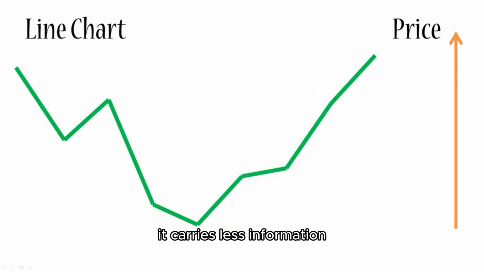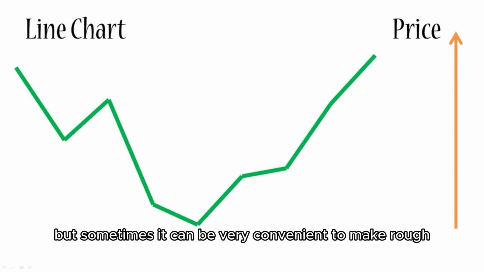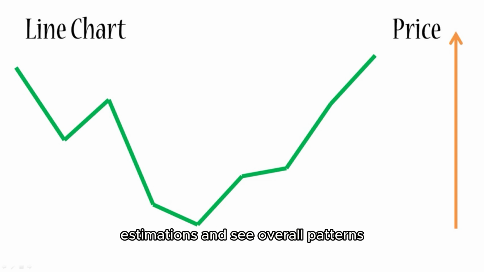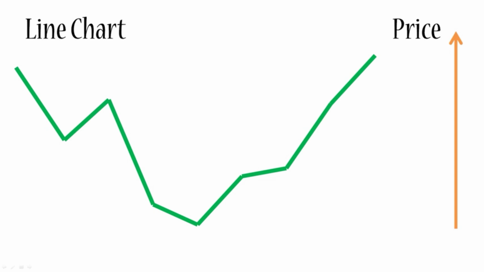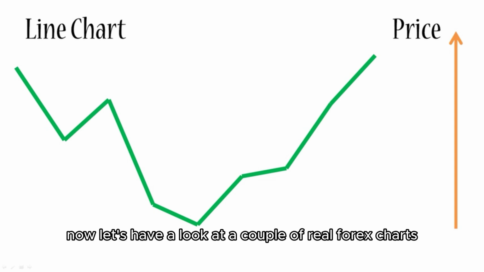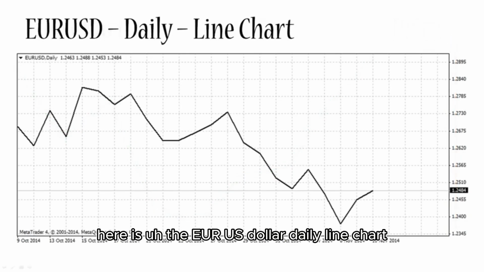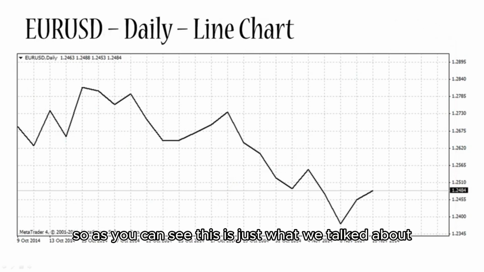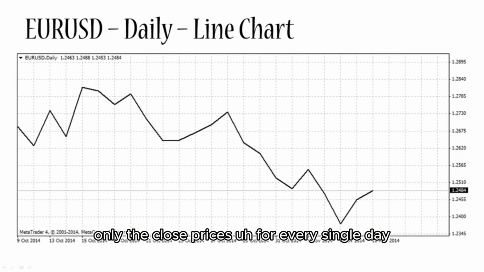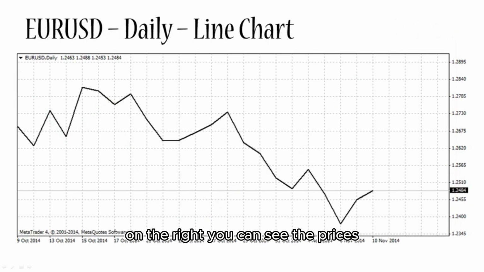It carries less information, but sometimes it can be very convenient to make rough estimations and see overall patterns, and then further after this analysis go into more detail. Now let's have a look at a couple of real Forex charts. Here is the Euro-US dollar daily line chart. So as you can see, this is just what we talked about, only the close prices for every single day. At the bottom you can see the days, on the right you can see the prices, but most importantly we can see the line chart, which is showing us that currently the Euro-US dollar seems to be falling down.